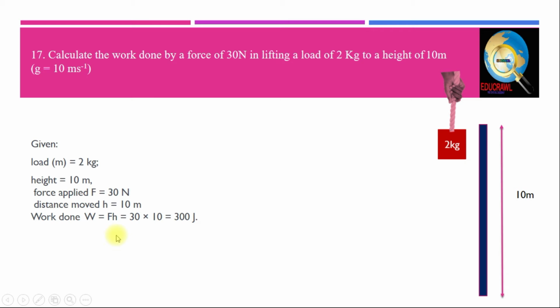So work done is equal to F into H. F is 30, height is H. So 30 into 10, which is 300 joule. This is the work done.